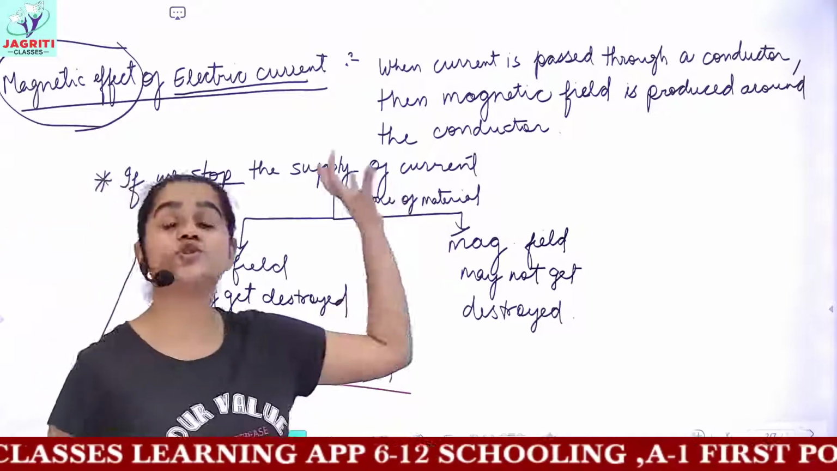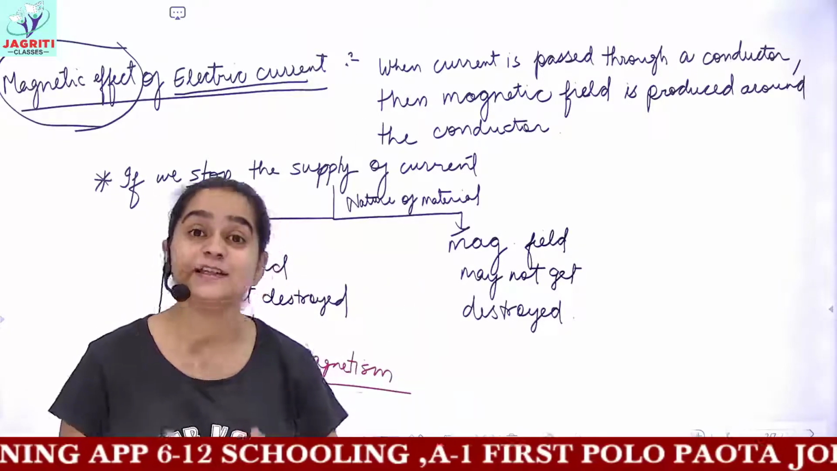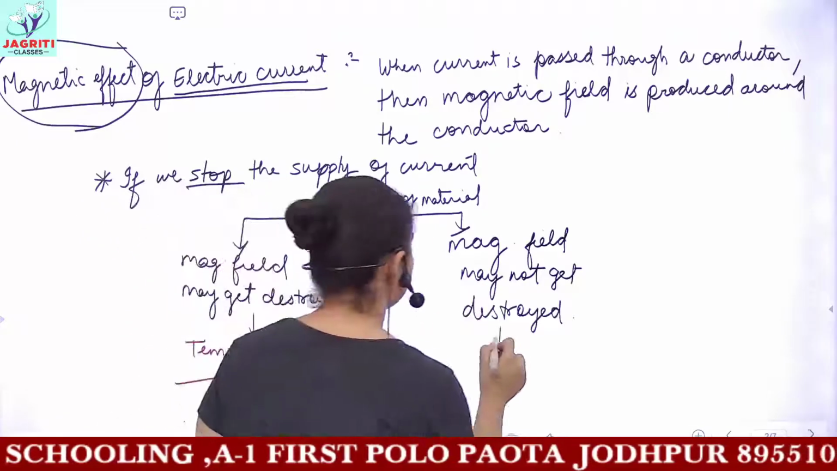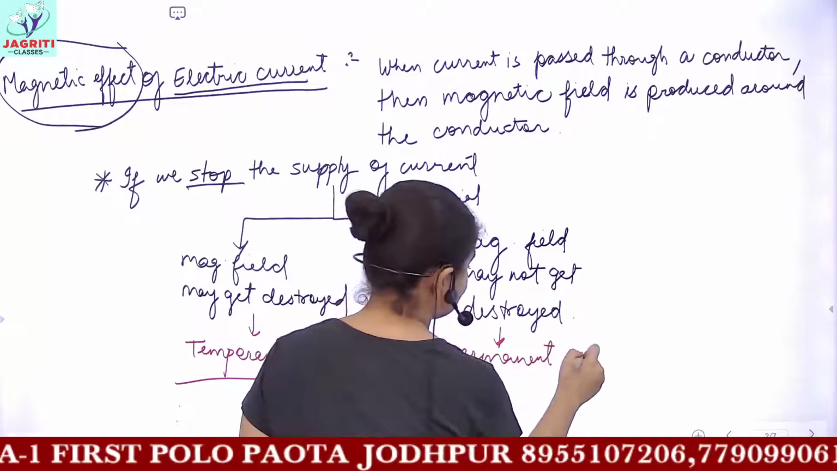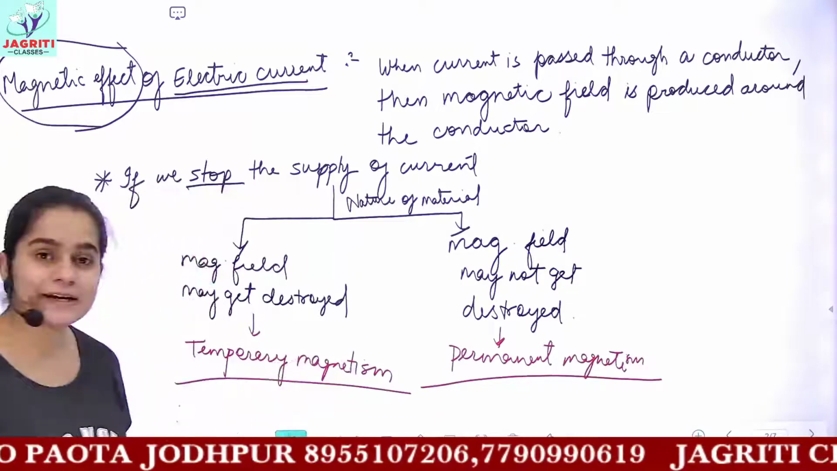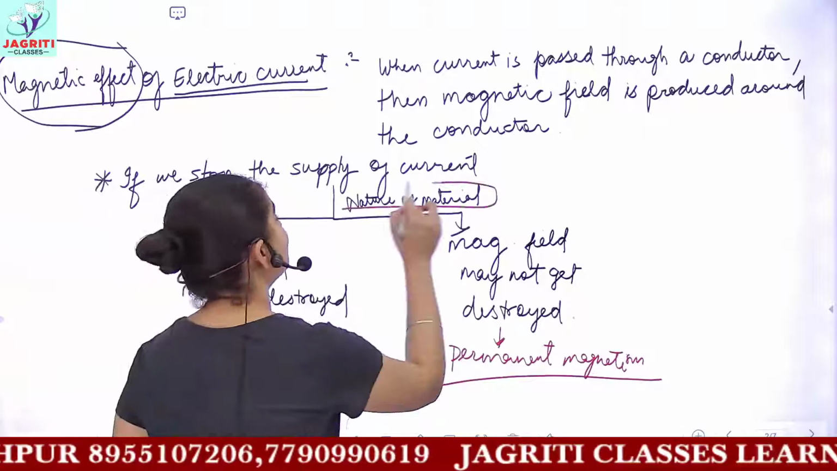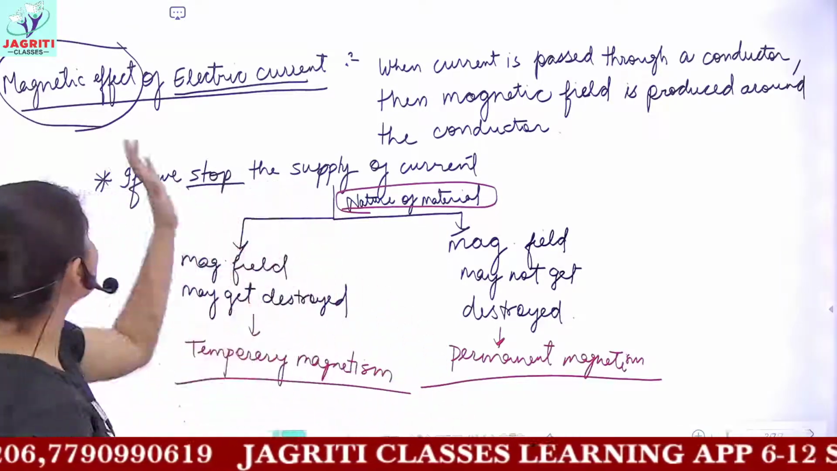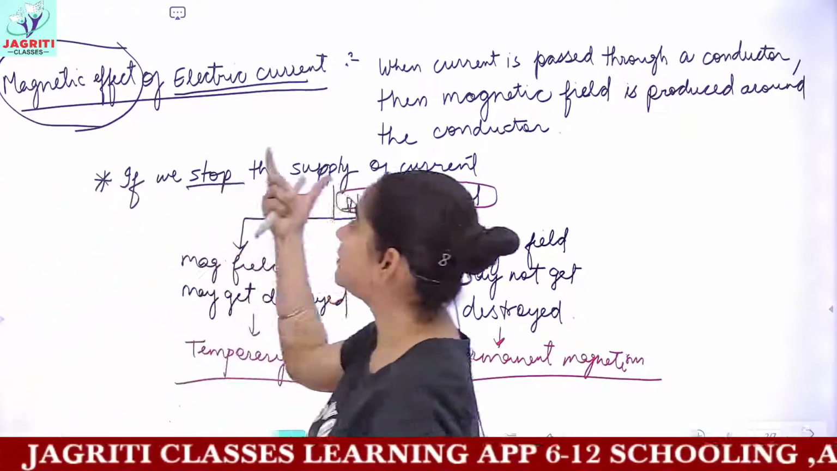Whereas when you stop the current, but the magnetic field still persists around that conductor, it means it is showing permanent magnetism. So you can call them permanent magnets, or this phenomenon is known as permanent magnetism. So either a material would show temporary magnetism or permanent magnetism. It just depends on the nature of the material itself, that is, what kind of substance you are using. So this is actually the meaning of the chapter's name, magnetic effect of electric current.